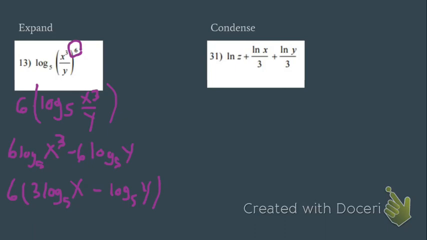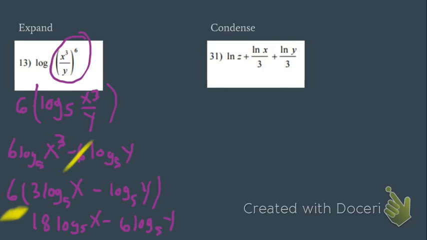So you have 6 times the entire quantity, 3 times the log of x base 5 minus the log of y base 5. You might be wondering, where did this 6 go over here? Well, I factored it out in the last step, which you could have written like that, or another acceptable way of writing it is distributing it out. It's expanded either way, so it doesn't really matter, as long as you account for the fact that the 6 was in these parentheses in the beginning, thus raising x cubed and y to the 6th power. So you just have to compensate for that in your final answer by either using parentheses and putting the 6 in front, or distributing it at the end.